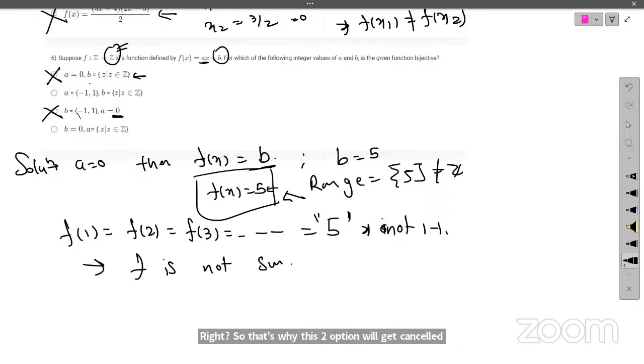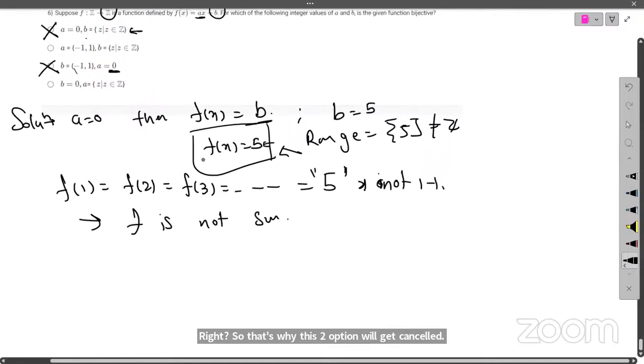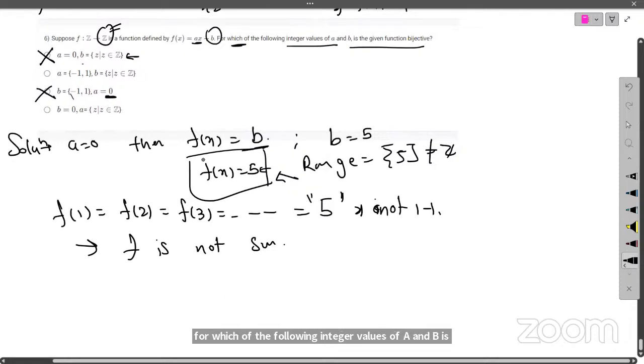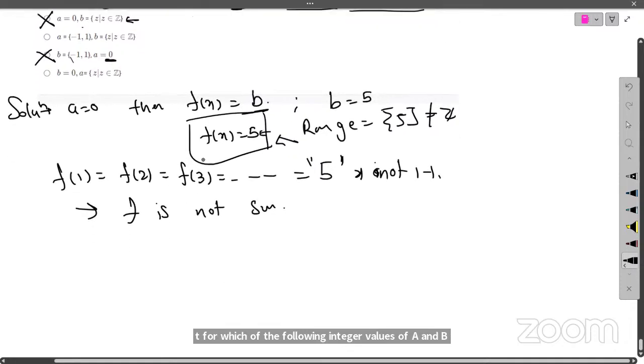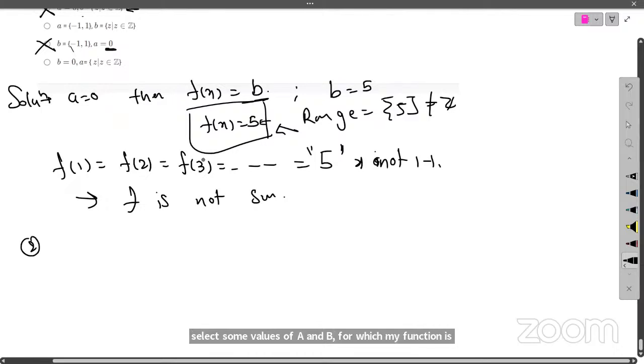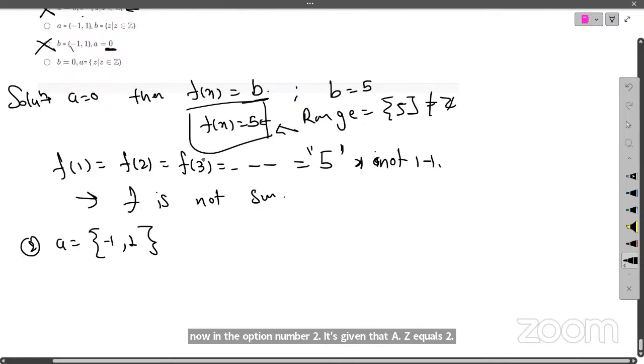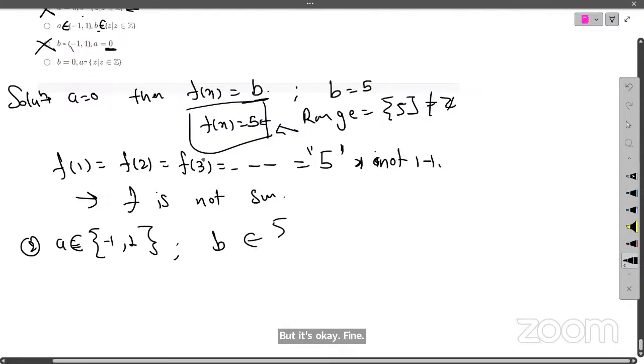Now let's suppose the value of a can be -1, because see what is asked of us: for which of the following integer values of a and b is the given function bijective. So that means we have to select some values of a and b for which my function is bijective. So in option number 2, it's given that a is equal to -1, 1. They should have written a belongs to, not a is equal to, but okay. And also b belongs to, because obviously these are integers and the others are sets. But it's okay, fine. And here it says b belongs to the set of all integers.